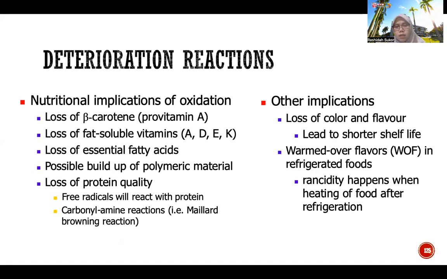Okay, another one is the warmed-over flavor. Warmed-over flavor is in refrigerated food. If food is kept refrigerated and then we warm it, rancidity will happen after heating of food after refrigeration. Okay, this one we call warmed-over flavor, WOF.